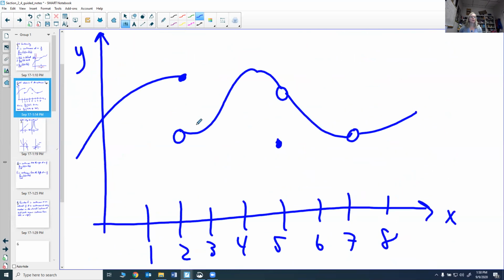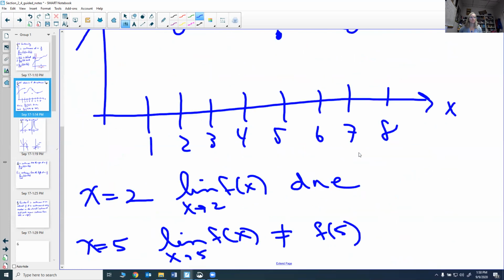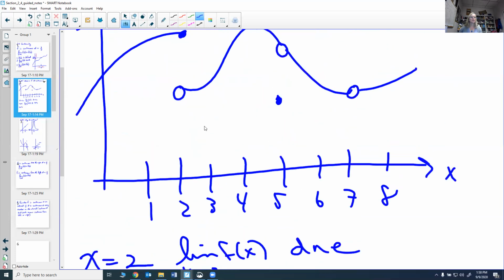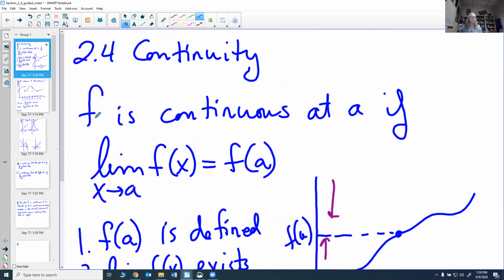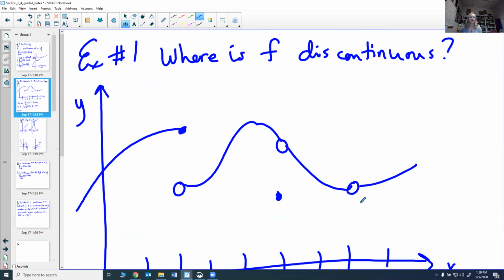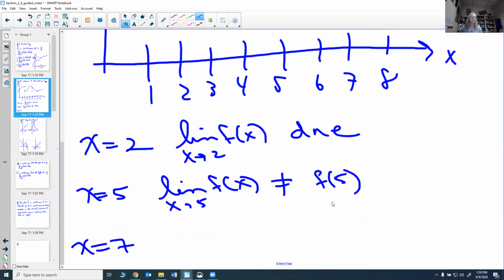Let's go up and see if there are any other points. So now I look along and I see x equals 7 seems to have a problem. So x equals 7 is another point of discontinuity. Again, looking at those three conditions for being continuous, my function has to be defined there. In other words, there has to be a dot there. If I look here, I notice I have an open dot. So therefore, my function is undefined. So we say f of 7 is undefined.